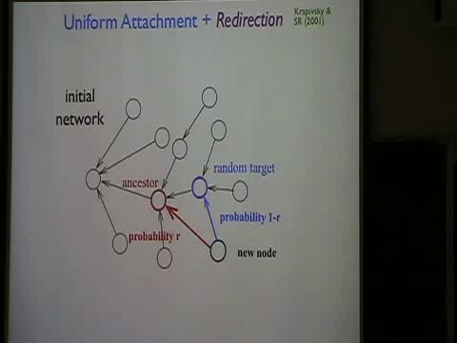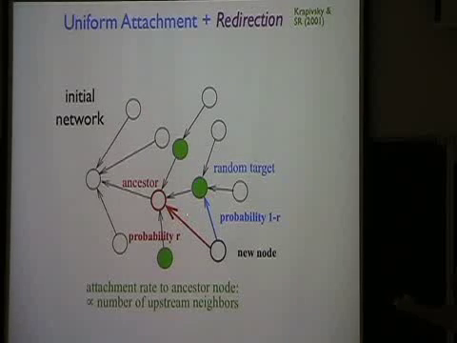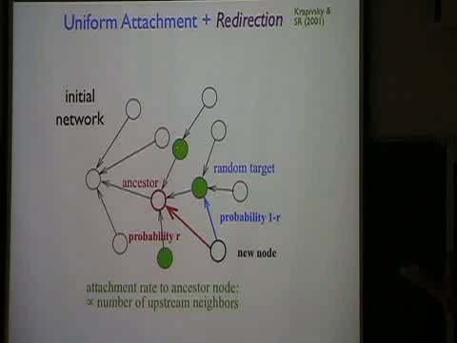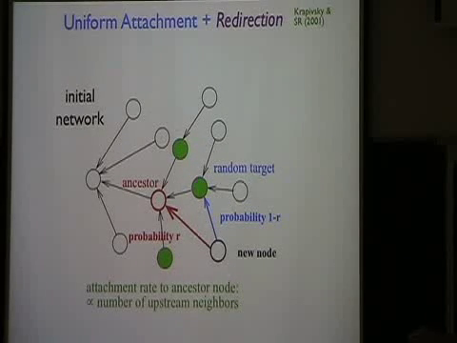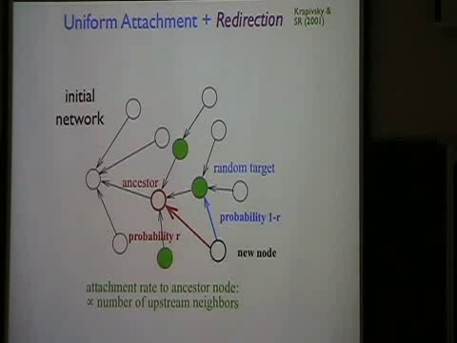On average, it will be higher than the average number. And the way that one can see this in the framework of this picture is: what is the rate at which you attach to an ancestor node? In order to attach to this node, I first have to attach to an upstream neighbor and then do the redirection. So the rate at which you attach to any particular node is proportional to the number of its upstream neighbors. So the more upstream neighbors you have, the more likely you'll attach.